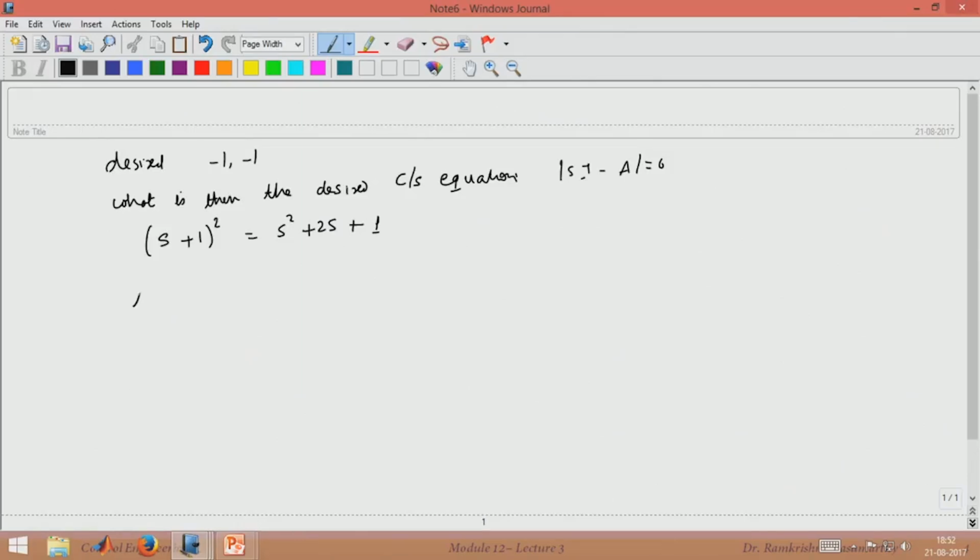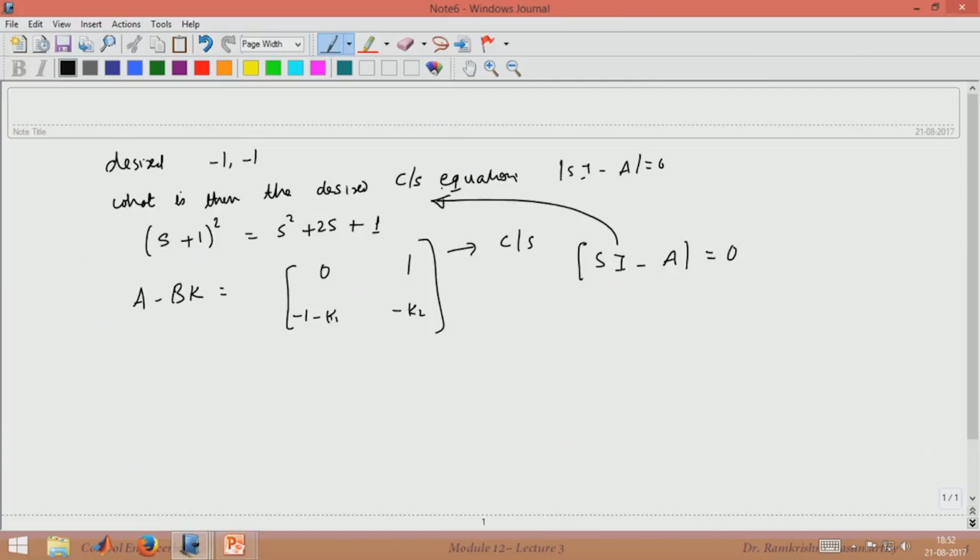Now what do I have with me? My A minus BK now looks like this: 0 1, minus 1 minus k1, minus k2. Now where are these roots? What is the characteristic equation from this? I just want to find sI minus A equal to 0. Now this is the characteristic equation. This characteristic equation should just match this one, which is the desired one. This is what I want. This is the characteristic equation in the unknowns.